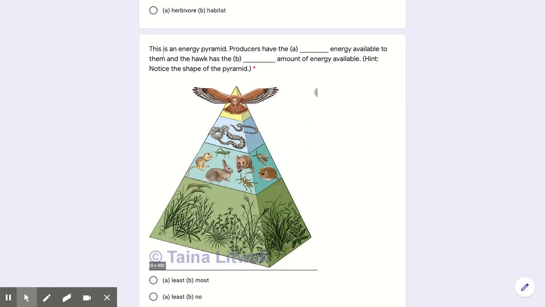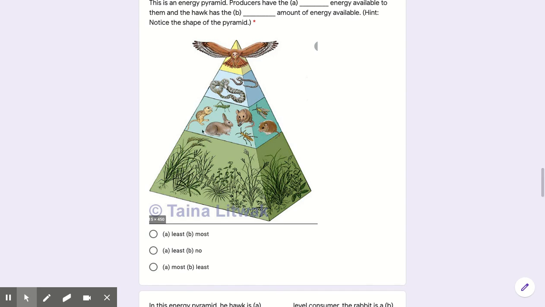Question 10. This is an energy pyramid. Producers have the blank energy available to them, and the hawk has the blank amount of energy available. Hint: notice the shape of the pyramid. Is it least and most? Least and no? Most and least?